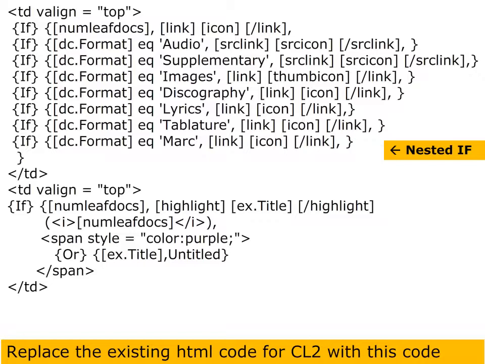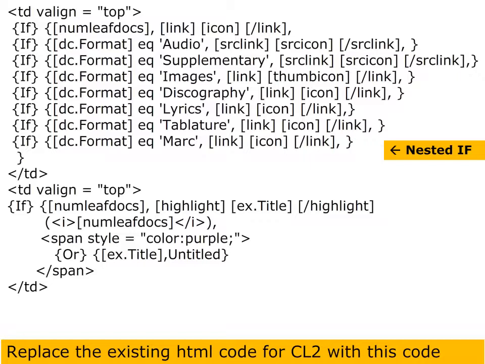Now the second part, we're going to put another if inside our first if. So this is called a nested if, where we're going to check for each value in DC format, because we're going to have different formats for different types of files. So if it's equal to audio, what are we going to do? We're going to hyperlink to the MP3 icon. So we'll play that. If it's supplementary, we're going to hyperlink to, in this case it would be a Word or PDF icon. If it's images, we're going to display the thumbnail, link to that. And you notice the link one goes to the document text level. So we're linking everything to the document text except for MP3s, PDFs, or Word documents.